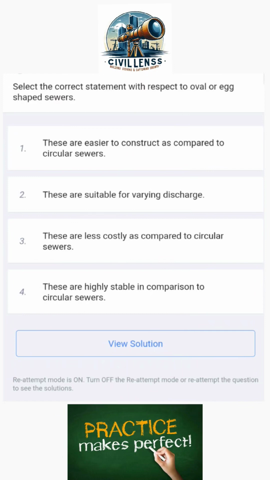Select the correct statement with respect to oval or egg-shaped sewers. They are easier to construct as compared to circular sewers. It's wrong. These are less costly as compared to circular sewers. It's a wrong statement. These are highly stable in comparison to circular sewers. So he is asking for the correct statement. These are suitable for varying discharges.